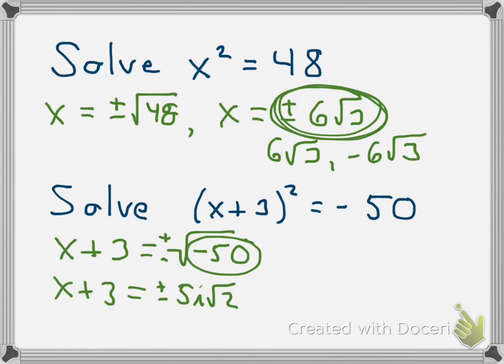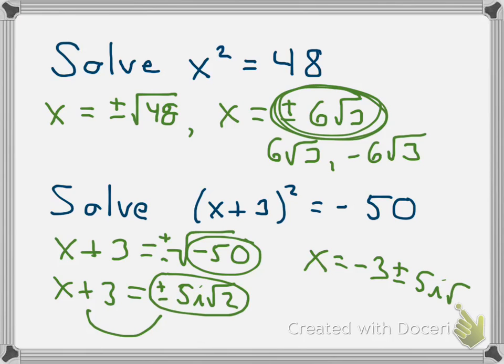And notice where the plus minus goes in this expression. And finally, to solve it, I'm going to move the 3 to the other side. So x equals negative 3 plus or minus 5i root 2. And that is a nice, clean way of representing both solutions. Okay. Next problem we're going to look at.